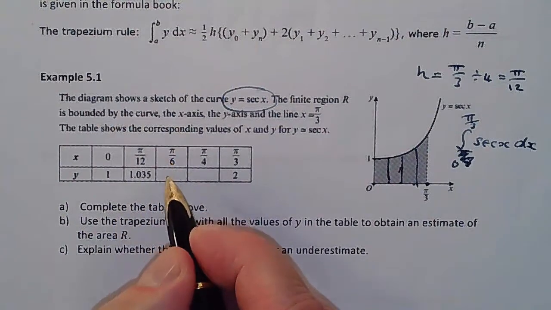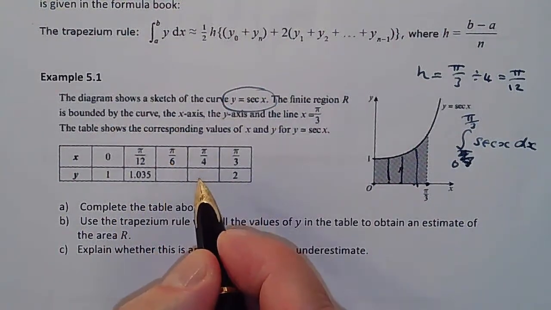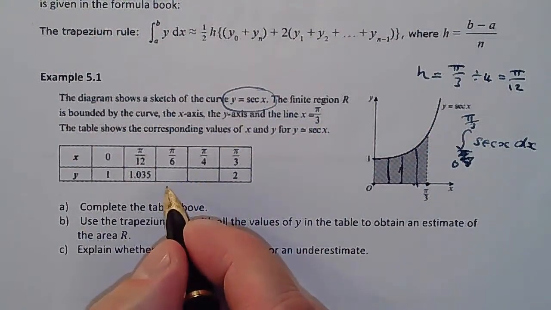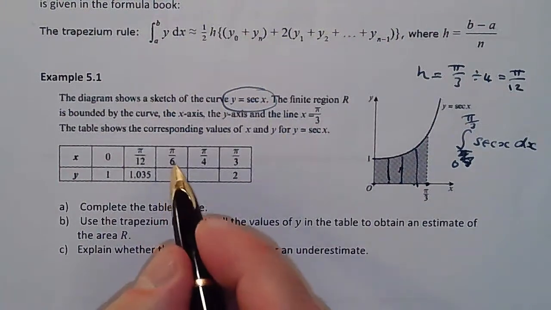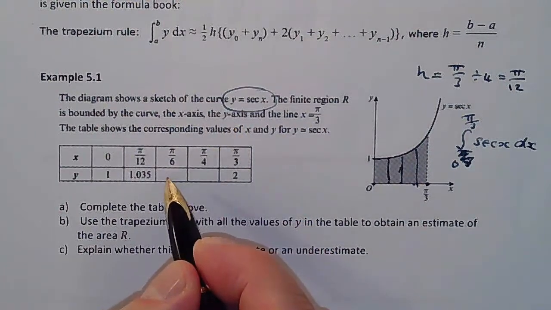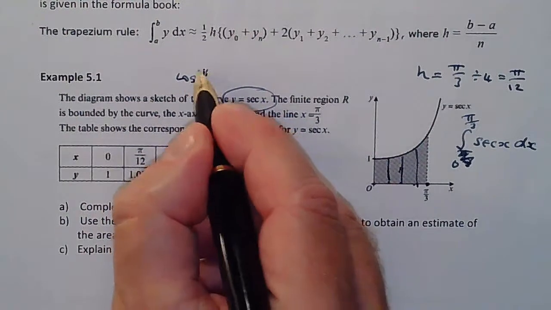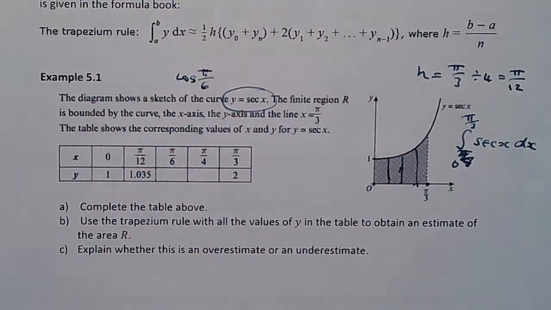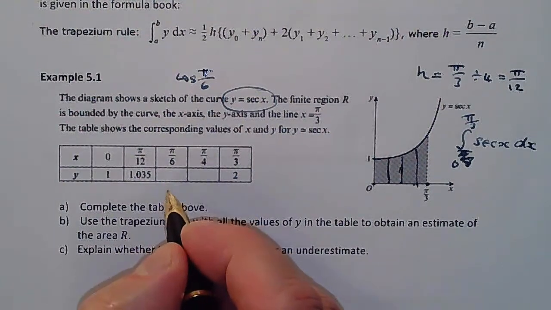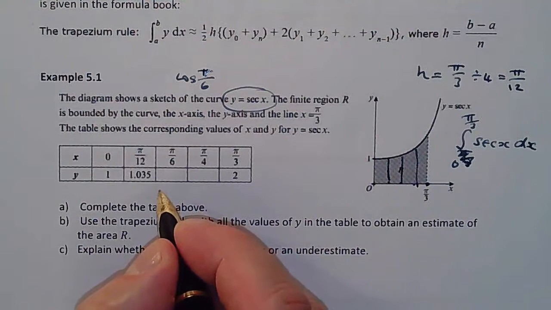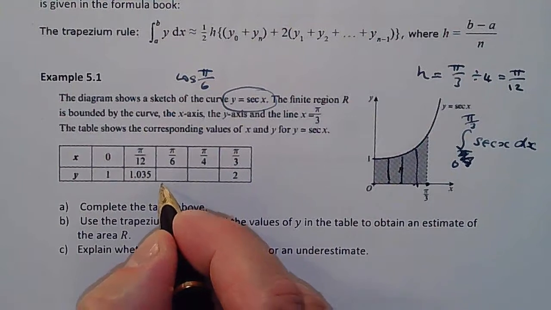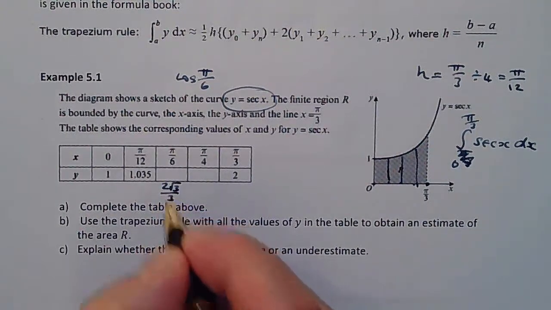Here we've got to do sec of pi by 6. Here we've got to do sec of pi by 4. Now, of course, sec of pi by 6 is 1 over cos of pi by 6. This is one of those ones that's exact, actually. Cos of pi by 6, your calculator will tell you, is root 3 over 2. So this is 2 over root 3. If you do it on your calculator, it will simplify the surd, and it will tell you that 2 over root 3 is 2 root 3 over 3.